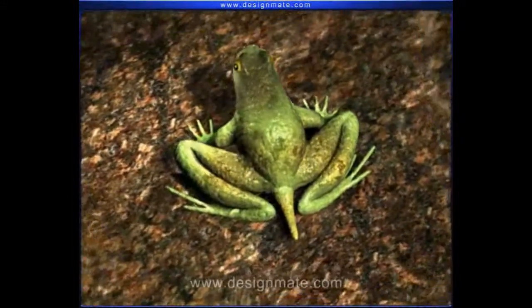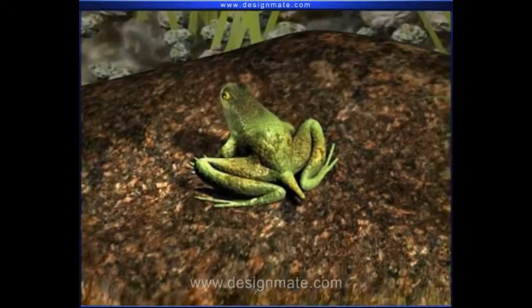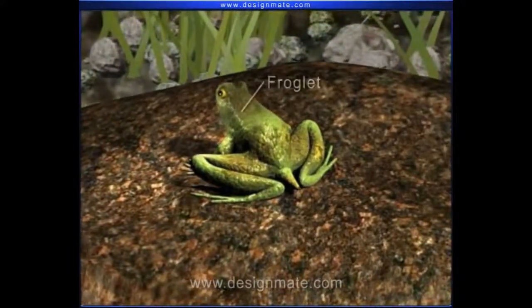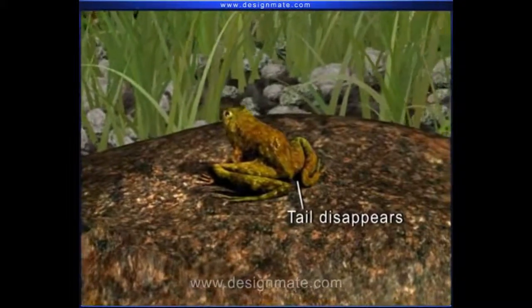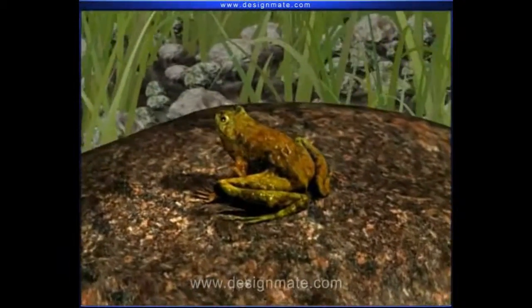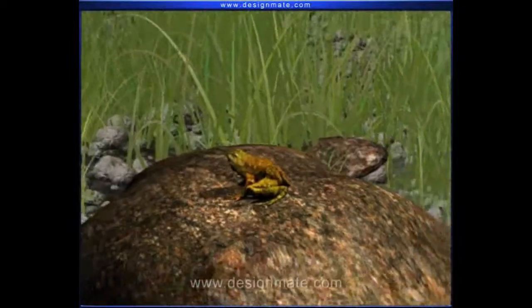The tadpole starts spending more time outside the water. This little frog with a small tail is called a froglet. Finally, the tail disappears completely, and it grows into an adult frog.